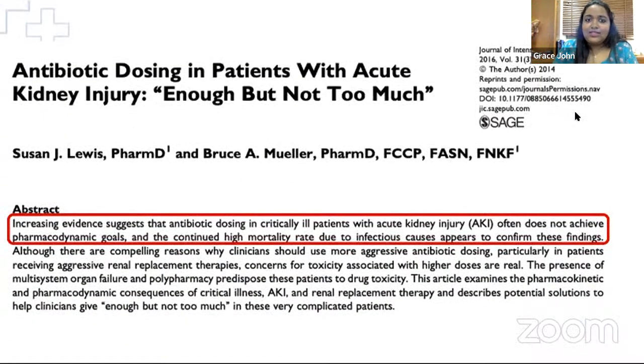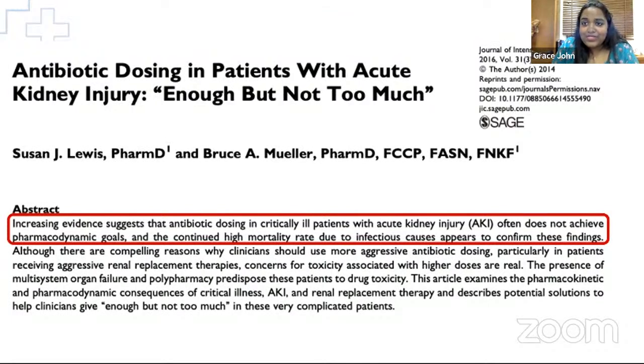Now, this was another good journal article that I found very interesting: antibiotic dosing in patients with AKI, you have to give enough, but not too much. And what I've highlighted there, I'll just read it out loud. Increasing evidence suggests that antibiotic dosing in critically ill patients with AKI often does not achieve pharmacodynamic goals. So, what are the pharmacodynamic goals that we are talking about? Your time dependent, your concentration dependent, how to dose them.